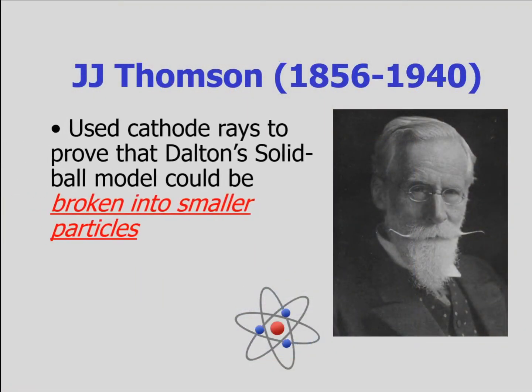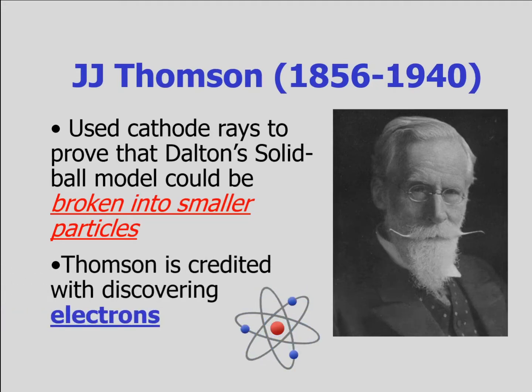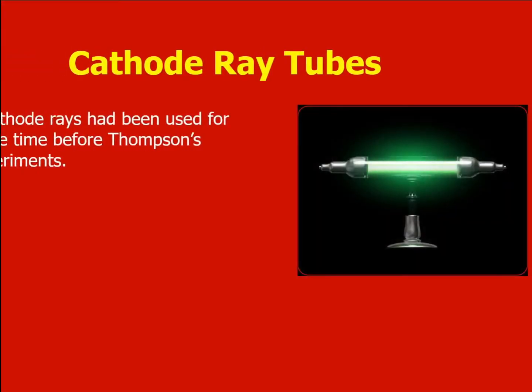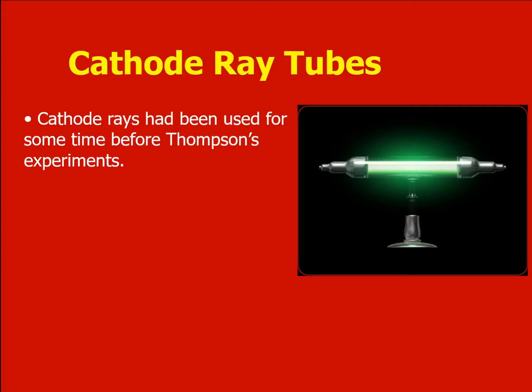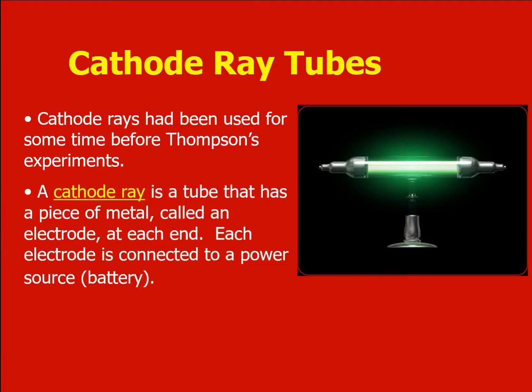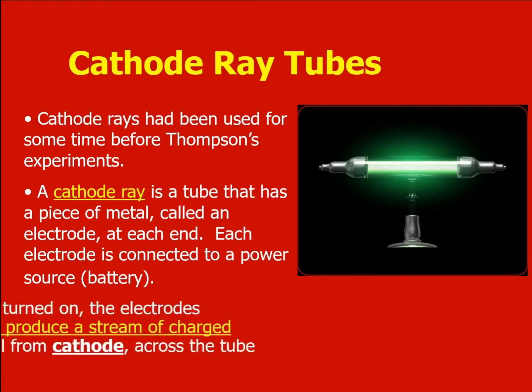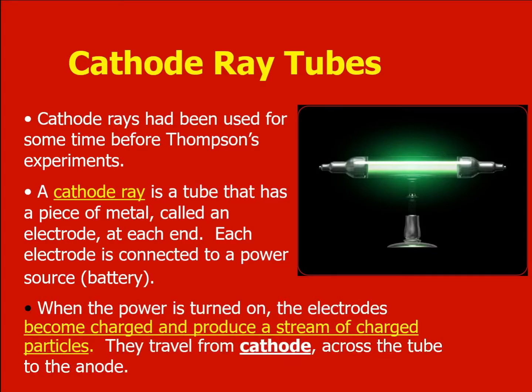The third scientist is J.J. Thomson. J.J. Thomson used cathode rays to prove that Dalton's solid ball model could be broken into smaller particles. Thomson is credited with discovering electrons. Cathode ray tubes. Cathode ray tubes had been used for some time before Thomson's experiments. A cathode ray tube has a piece of metal called an electrode at its end. The electrode is connected to a power source or battery. When the power is turned on, the electrode becomes charged and produces a stream of charged particles.